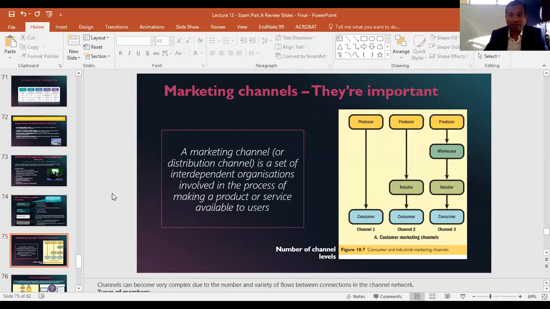Marketing channels, they're important, right? We have seen the case of direct marketing, channel one, whereas indirect marketing is channel two, three, four, five, it's up to you. Big multinationals and conglomerates can have n number of intermediaries, whereas in channel one there are no intermediaries; the consumer is directly getting the products and services from the company itself. Direct marketing channel versus indirect marketing channel.